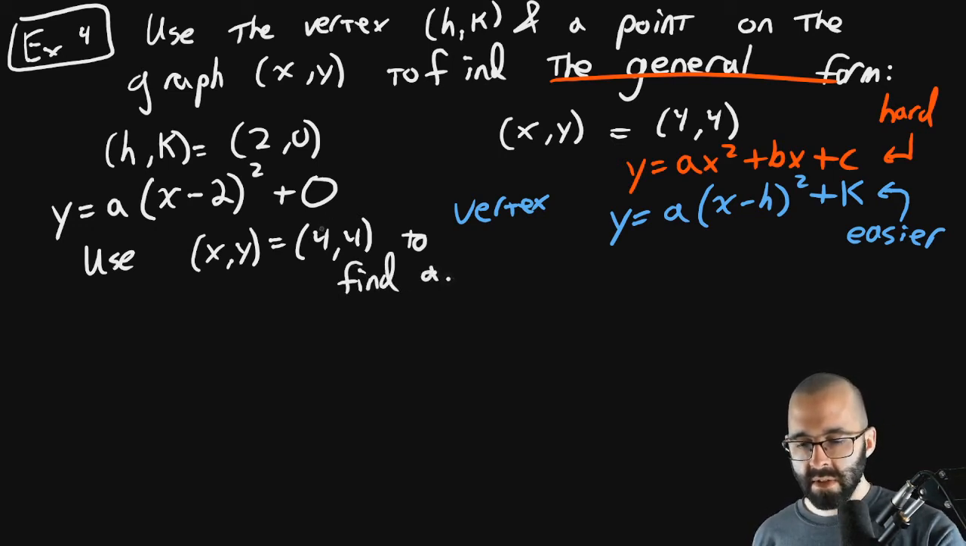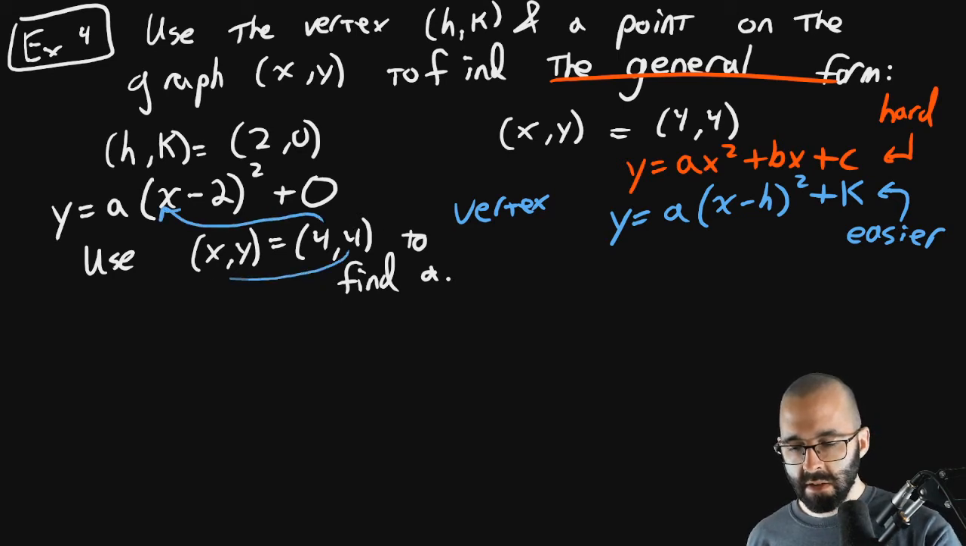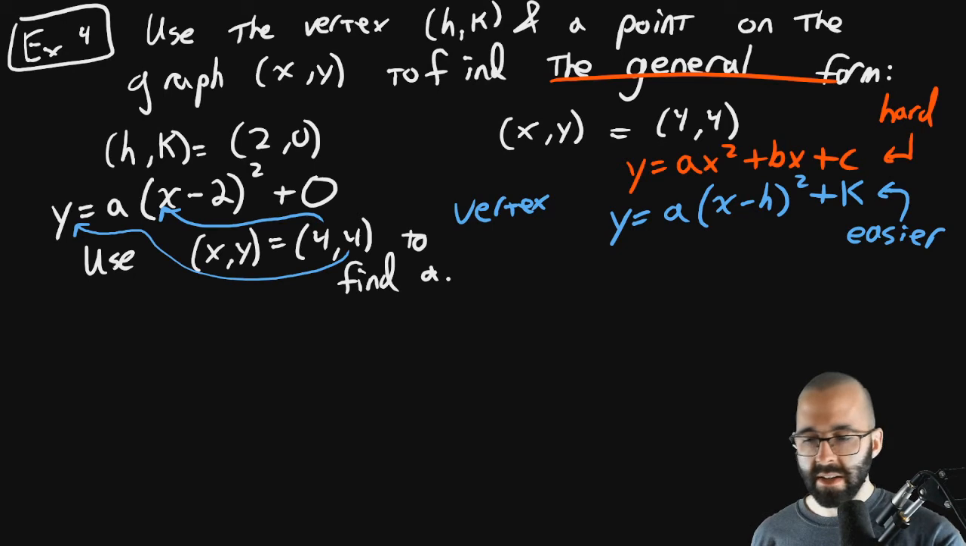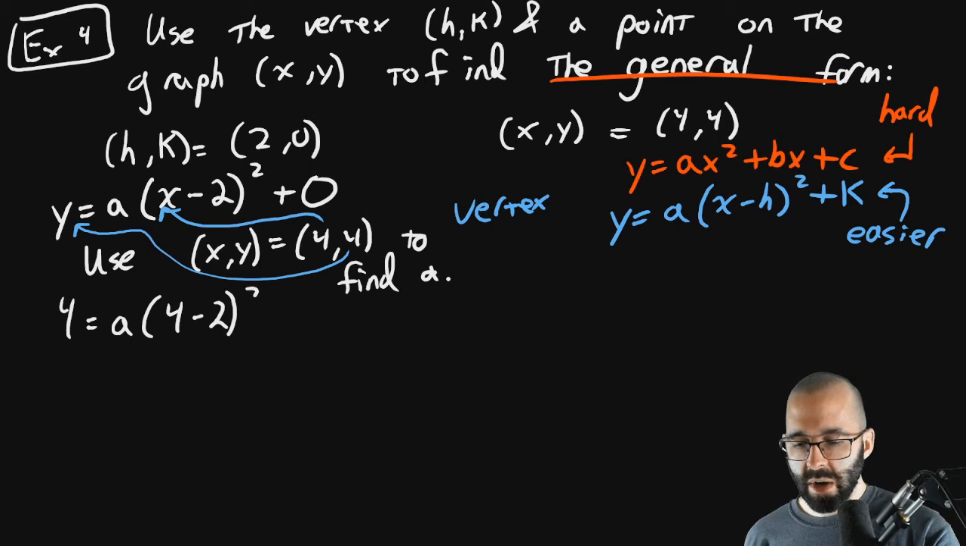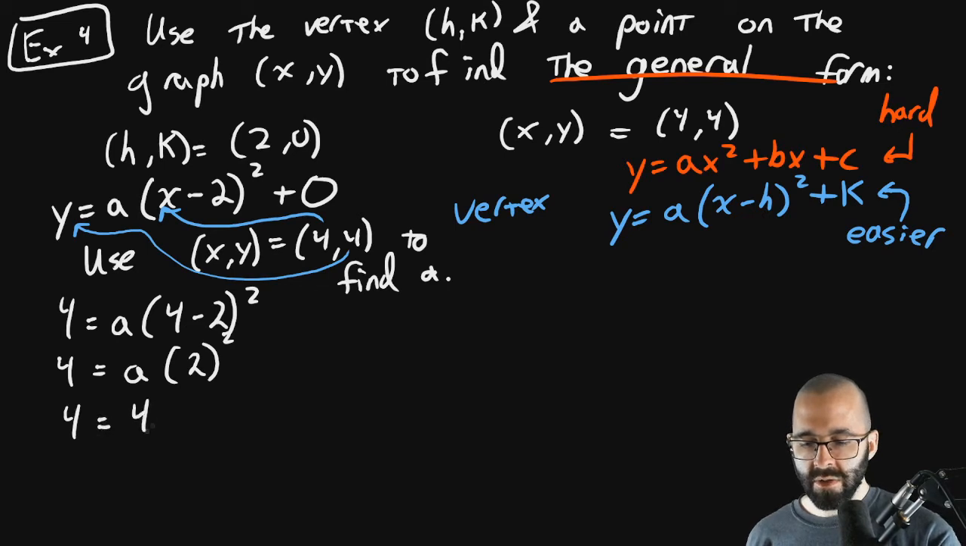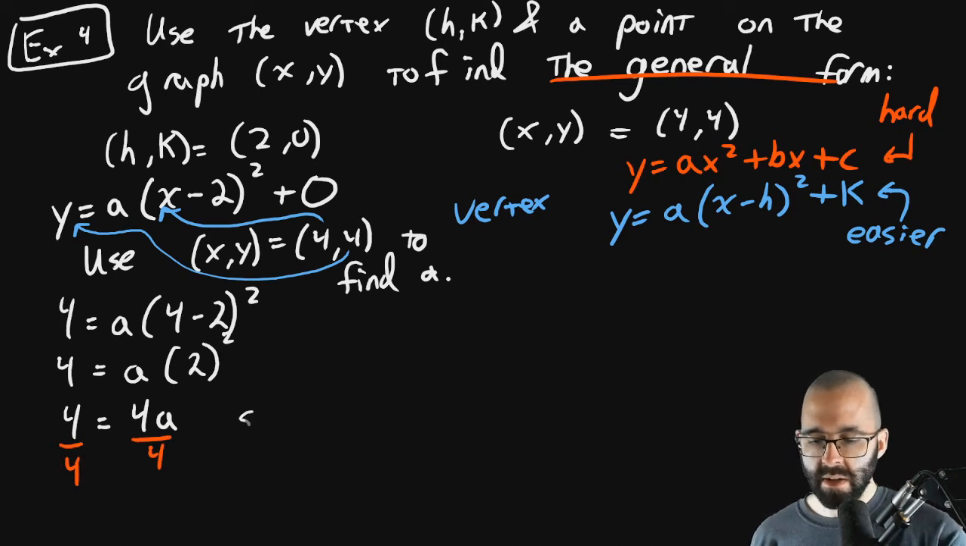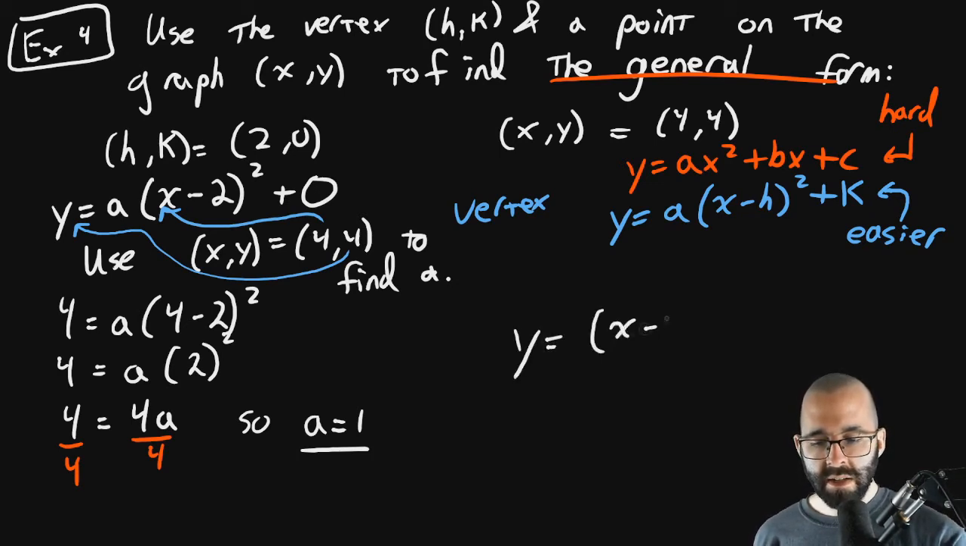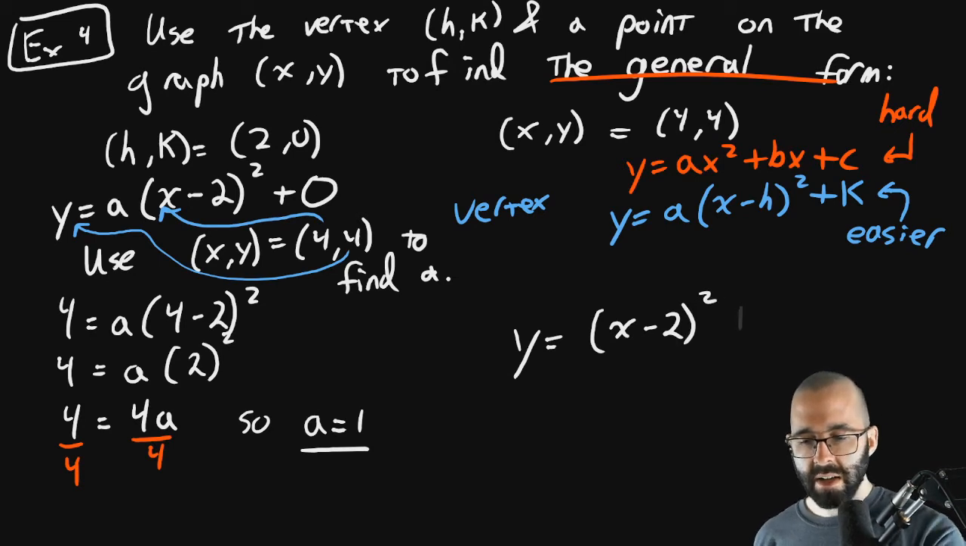Let's plug these in. This is our x. And that's our y. That's going to give us that 4 is equal to a times 4 minus 2 squared plus 0. Be very careful when solving this. 4 minus 2 is 2. 2 squared is 4. Divide both sides by 4. And you're going to get that a equals 1. Once we do that, we have everything we need. Y is equal to a, which is 1, times x minus h squared plus k.